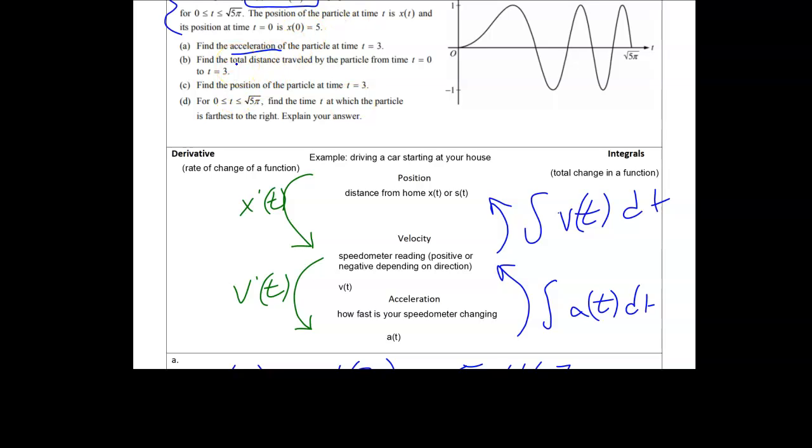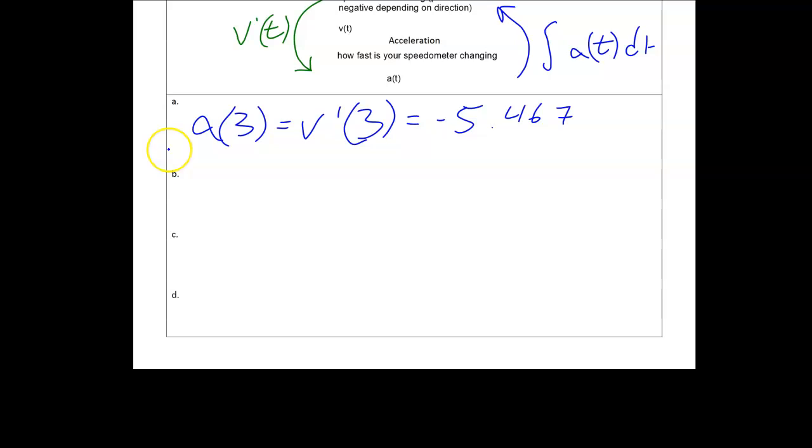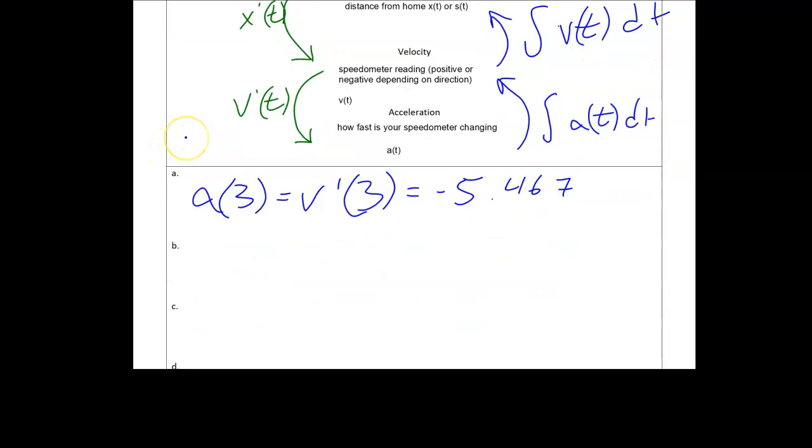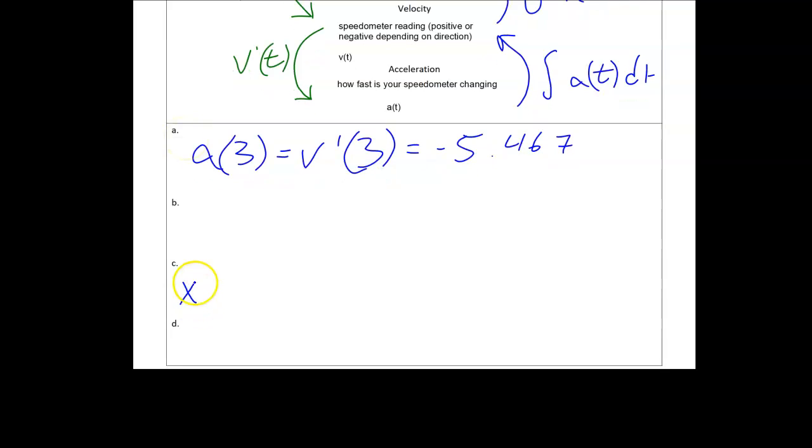Part B is find the total distance traveled by the particle from time t equals 0 to time t equals 3. Let's do that one last, actually. We'll do part C next. Part C is the easiest one that we have remaining. So part C is asking for position at time 3. So position we'll call x of 3.